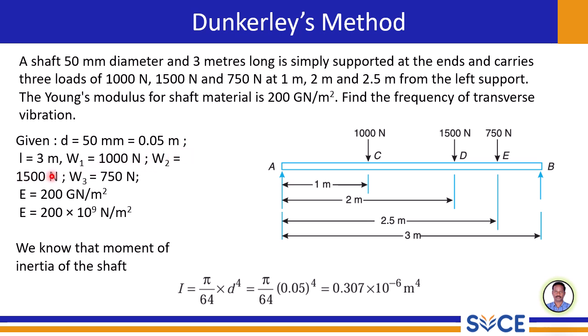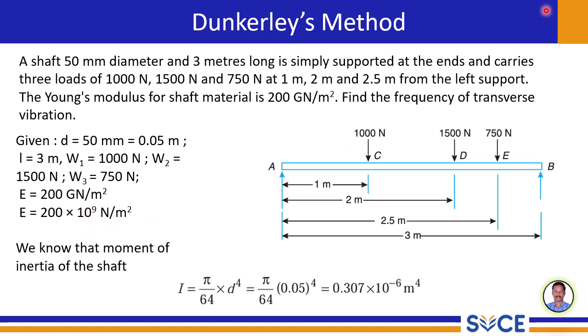Length of the shaft is 3 meter. The load W1 is 1000 Newton, load W2 is 1500 Newton, load W3 is 750 Newton, where Young's modulus we can rewrite as 200 into 10 power 9 Newton per meter square.